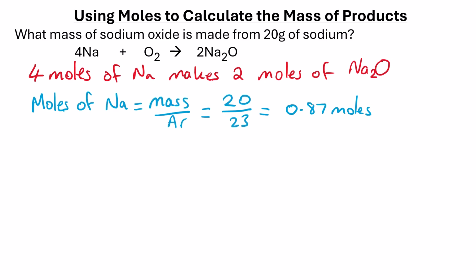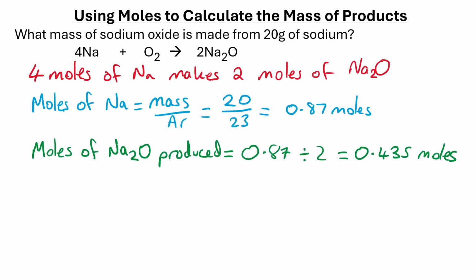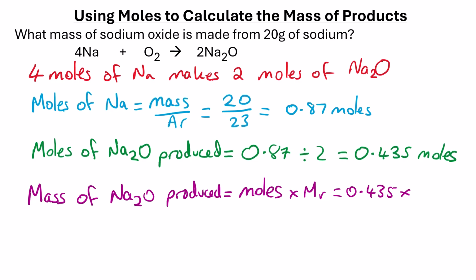So if 4 moles of sodium makes 2 moles of sodium oxide, that's a ratio of 2 to 1, so you just halve it. So then to get the number of moles of sodium oxide, we halve 0.87, and that gives us 0.435 moles. But we need to change that into a mass in grams. So we rearrange the equation and we get mass is moles times Mr. So that's going to be 0.435.